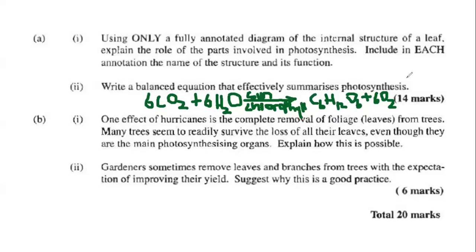Gardeners sometimes remove leaves and branches from trees with the expectation of improving their yield. So that's why this is a good practice. Why is this a good practice? Miss, because it would allow light to penetrate other parts of the plant, which increases the process of photosynthesis. So other parts of the plant get exposed to sunlight, increasing photosynthesis, and it allows for new growth to occur.